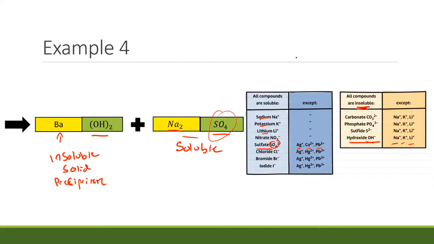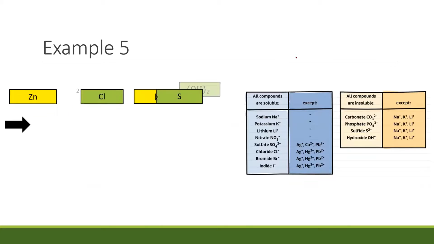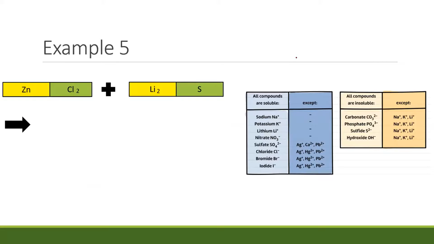Now, the last one here, for example 5, is zinc chloride. This has some balancing problems, but I will just ignore that at the moment. We're going to take zinc, get rid of its current partner and replace it with sulfide. The lithium, we're going to get rid of its current partner and replace it with chlorine. Zinc sulfide plus lithium chloride.